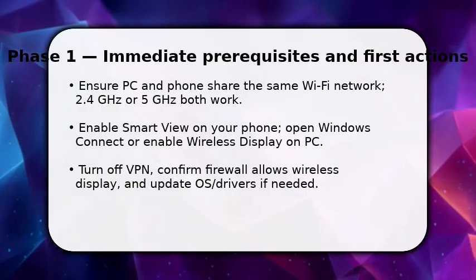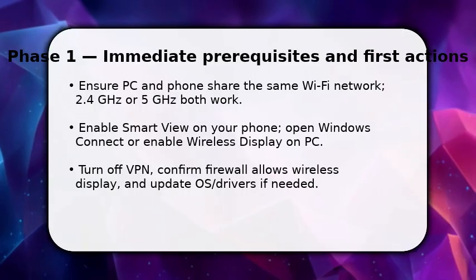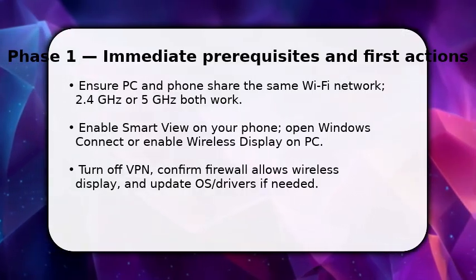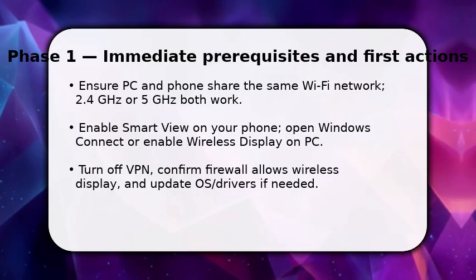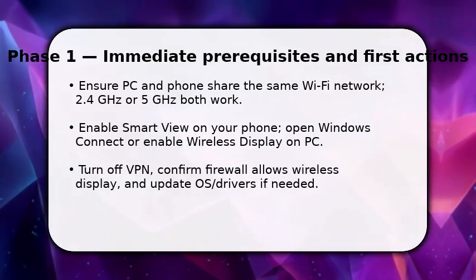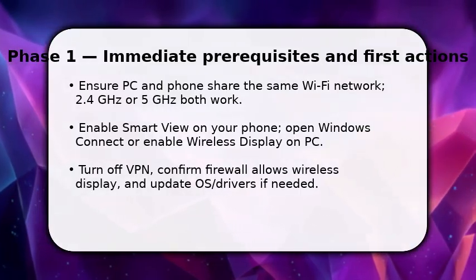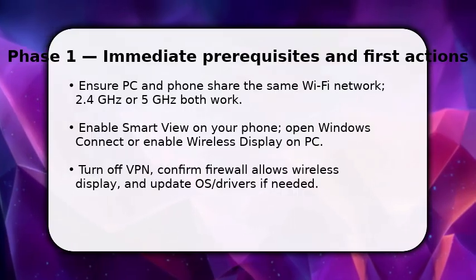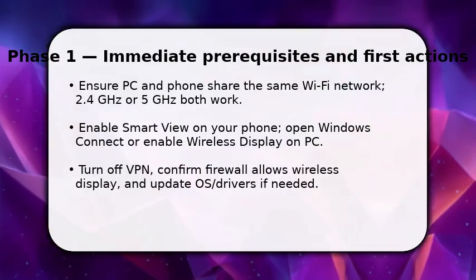You start by making network parity decisions. Both devices must be on the same Wi-Fi so discovery works. Once done, enable Smart View on the phone and open the Windows Connect app, or enable the wireless display feature in settings on your PC. This exposes it as a receiver.